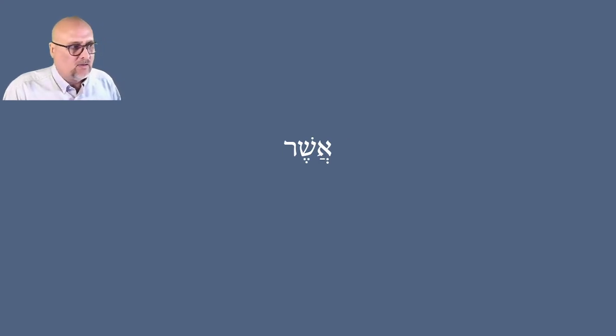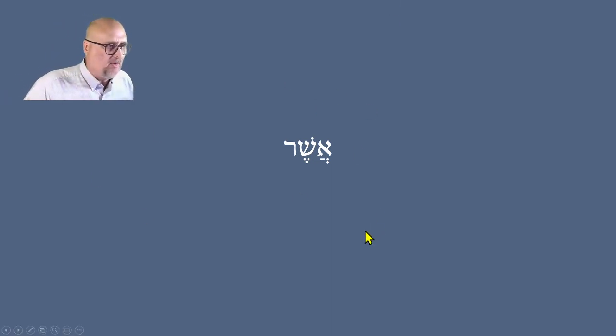The word is Al, you said? Yeah, El is to. Okay. Asher is how you say who or which. I am the Lord your God who brought you out of the land of Egypt. So, Anoki Adonai Eloheka Asher, who brought you out. This word appears everywhere in the Hebrew Bible.